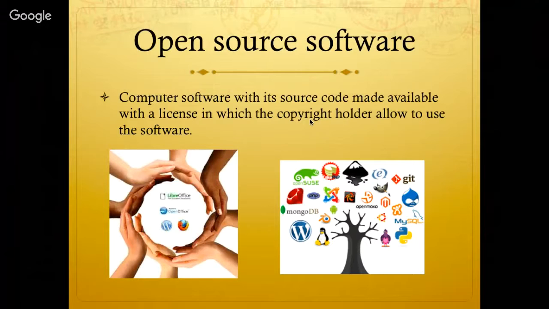Today I will talk about open source software. Open source software is computer software with its source code made available with a license, in which the copyright holder provides the rights to study, change, and distribute the software to anyone and for any purpose. Open source software may be developed in a collaborative public manner. Also, open source software is the most prominent example of open source development.